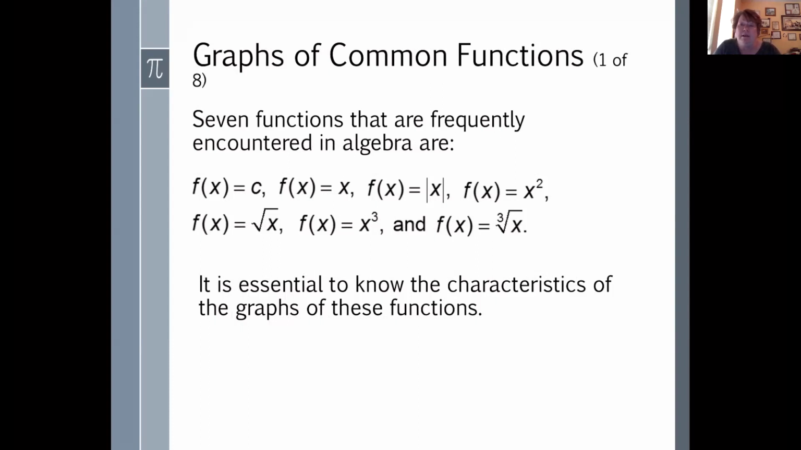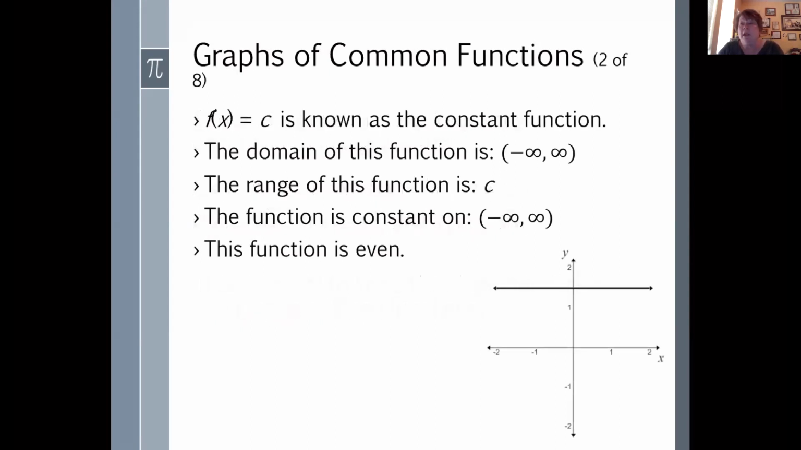The fifth is the square root function, f of x equals the square root of x. The sixth is f of x equals x to the third, the standard cubic function. And the last function is the cube root function, f of x equals the cube root of x. It's essential that we know the characteristics of the graphs of these functions. So let's look at each one of these separately.